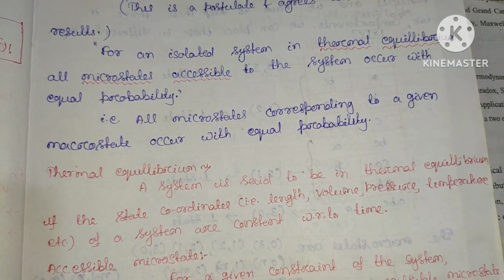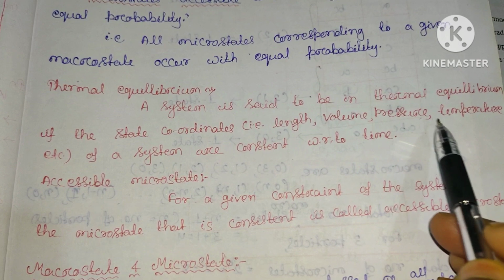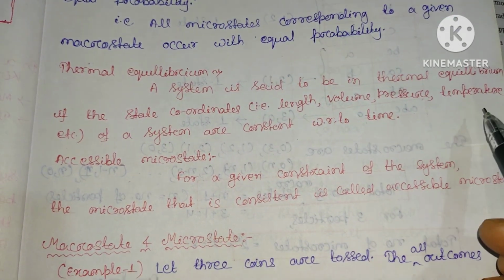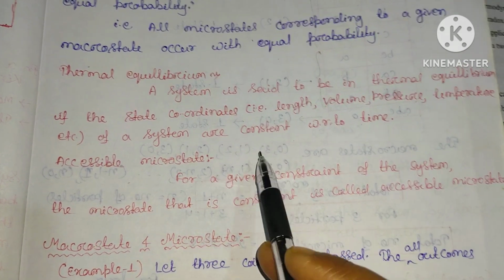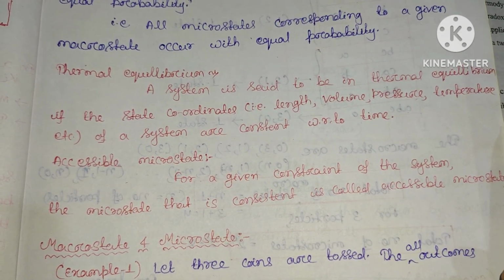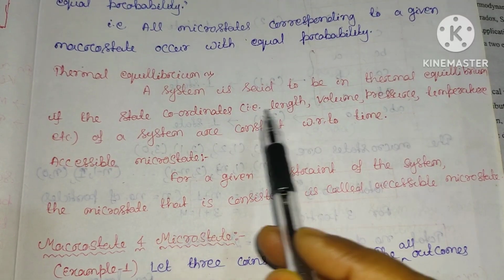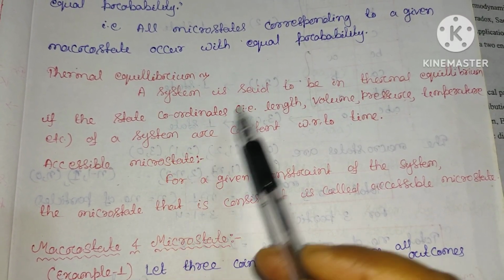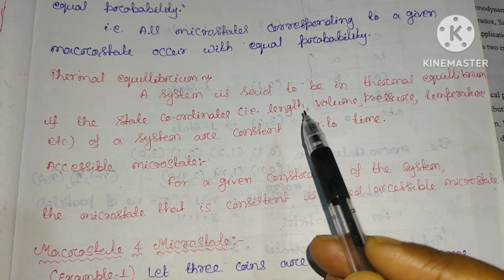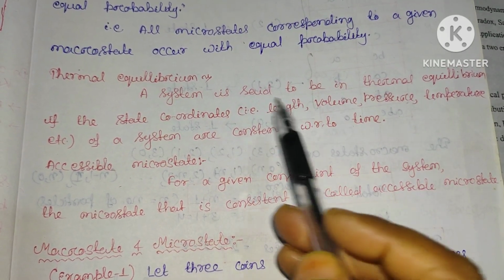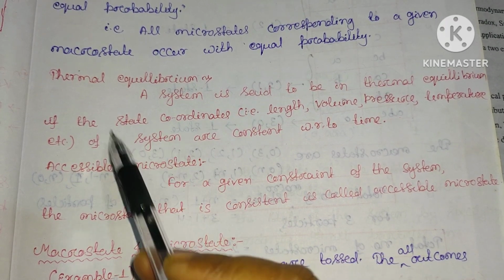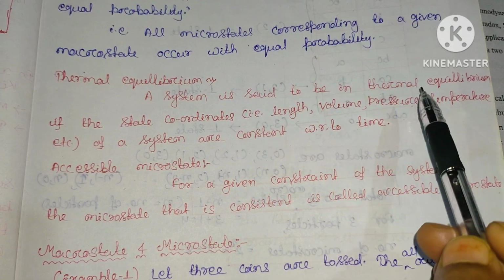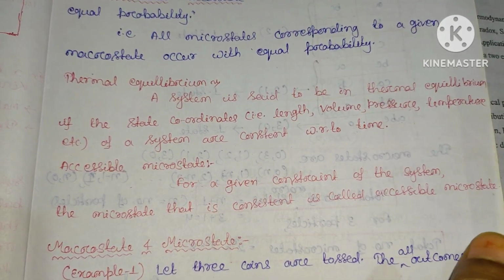So what is thermal equilibrium? A system is said to be in thermal equilibrium if the state coordinates, that is the length, volume, pressure and temperature etc. of the system, are constant with respect to time. When there is no change, we can say that the whole system is in thermal equilibrium. It means its volume, pressure, temperature and any other state coordinate are not changing with respect to time. In that case we say the system is in thermal equilibrium.